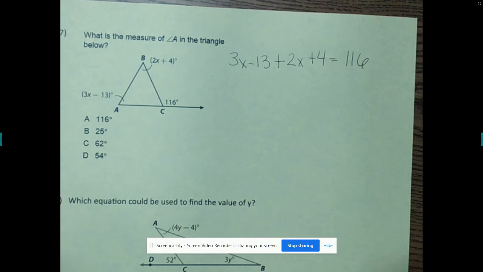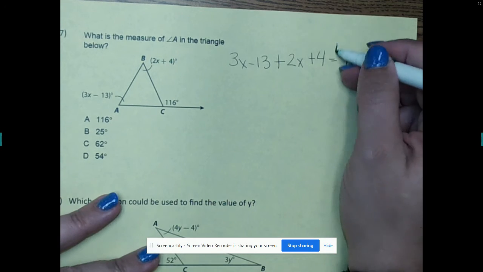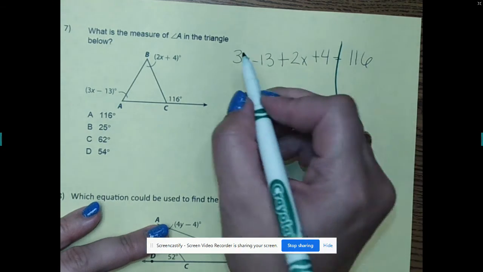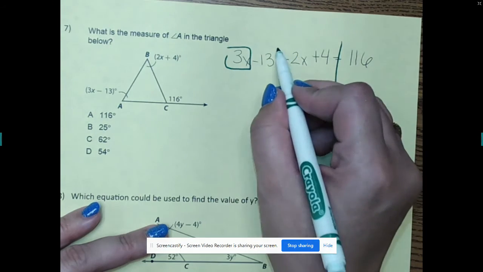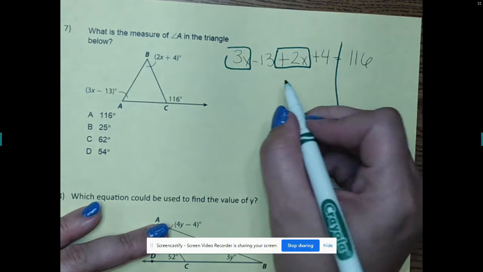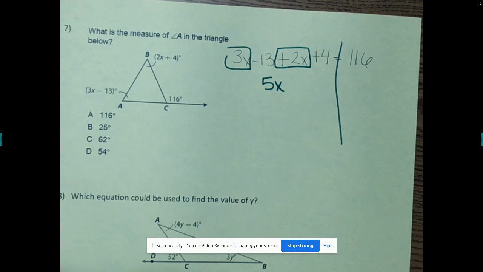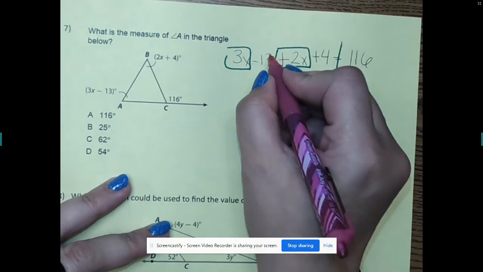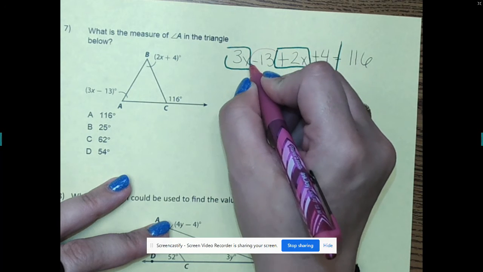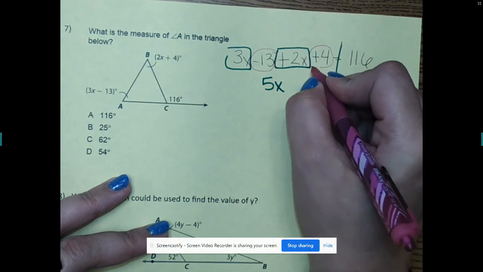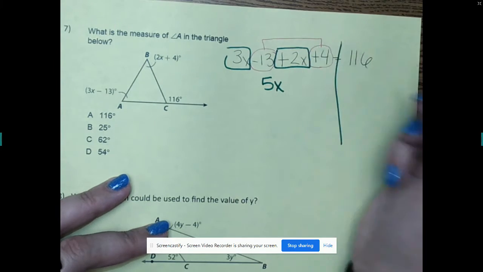Is there anything I can combine? Are there any x's I can combine? I have 3x plus 2x, which gives me 5x. Okay. Now, are there any regular numbers I can combine? Negative 13. I heard someone say negative 13 plus 4. And what do those equal?